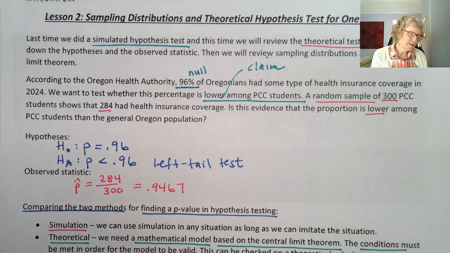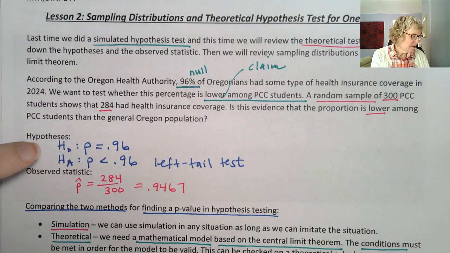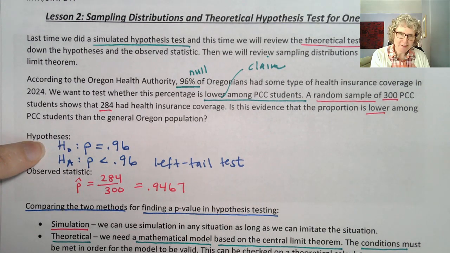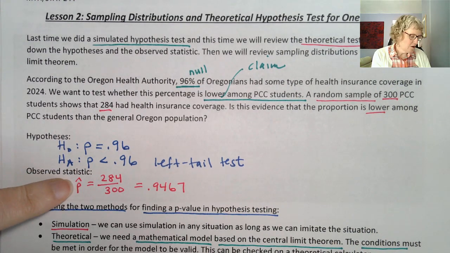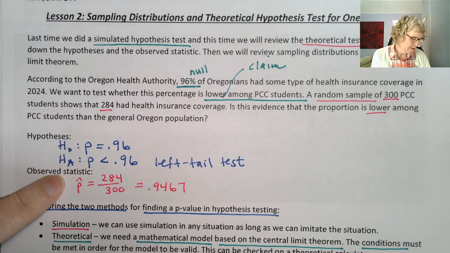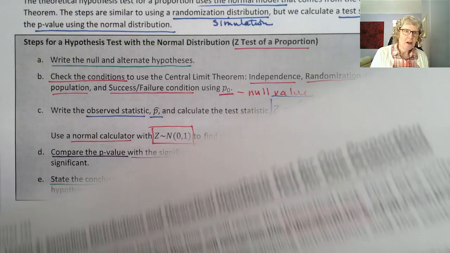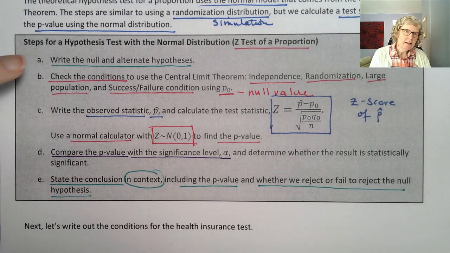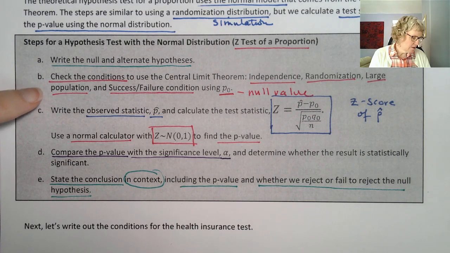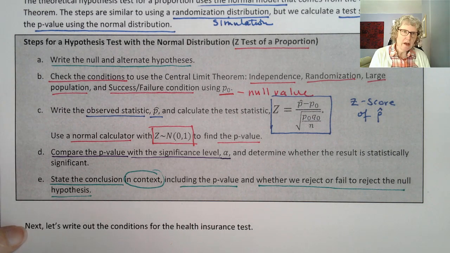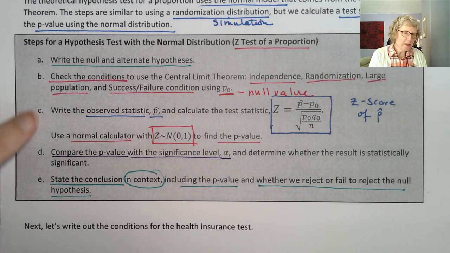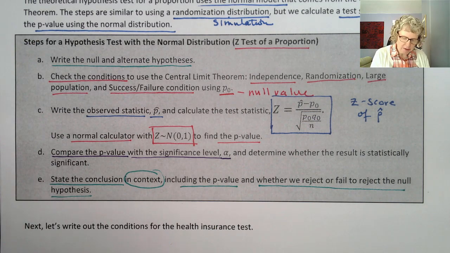And so we've actually already started the steps. We wrote out our null hypotheses. We also wrote out our observed statistic p hat, okay? So we've got that. Then we need to check the conditions. So I will do that next. And if it helps you to write the letters, you can do that. I'll do that in some examples. You're always welcome to do that.